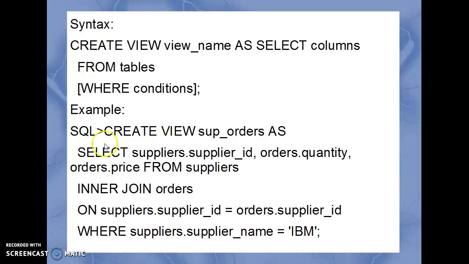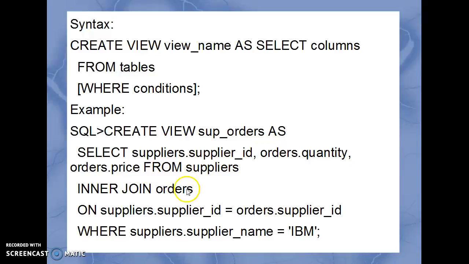Let's see an example: create view view name as select suppliers.supplier_ID, and orders is another table. Suppliers is one table and orders is one table. Select suppliers.supplier_ID and orders.quantity and orders.price from suppliers. Here there are two tables: suppliers is one table and orders is another table.